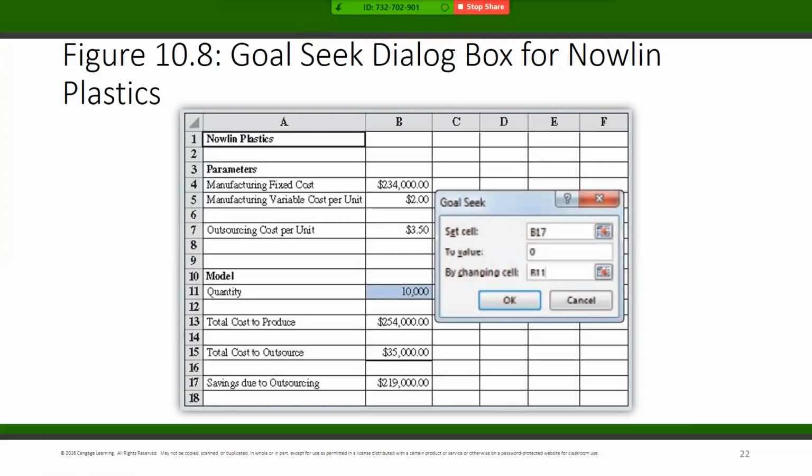So we're going to click the Data tab in the ribbon. Then again, we're going to click the What-If in the Data Tools group and select Goal Seek. Now, when the Goal Seek dialog box appears as shown here, we're going to enter B17, which is going to be our savings, in the Set Cell. And we want to set it to the value 0, because that's where we want the break-even point. And what we're going to do is change B11, the quantity. So that's all we're going to do. We're just going to change the quantity and try to get B17 to equal 0, and then we'll find out what value is going to be our best, okay?